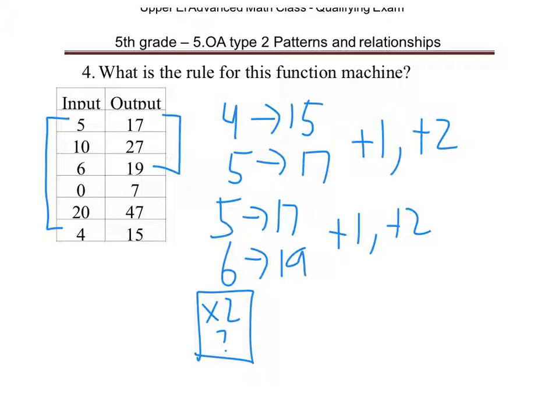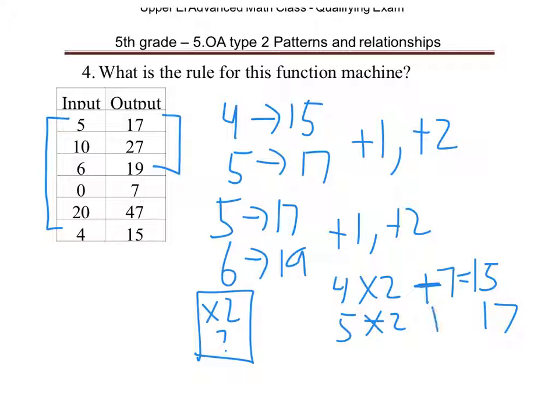Okay, so let's look. Well, 4 times 2, and then something gives us 15. Well, 4 times 2 plus 7 is 15. How about with 5? So 5 times 2, how do we get to 17? 10 plus 7. So we found our rule. So it's a times 2 plus 7. So that's our answer. It's a times 2 plus 7 machine.